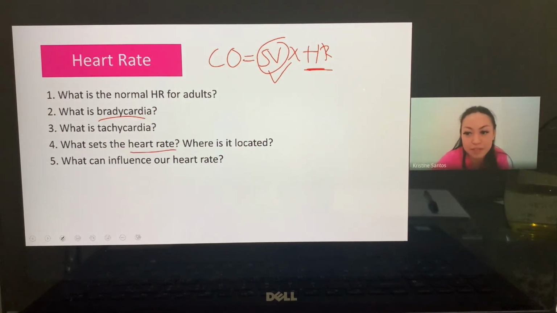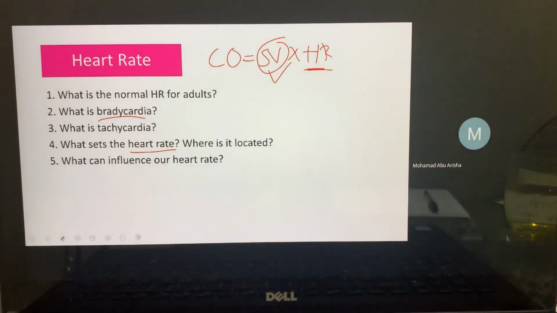What sets the pace of the heart? Why is it 60 to 100? Why is it not 150 to 300? What sets this rate? What is the pacemaker of the heart, the natural pacemaker of the heart? Sorry? You mean the SA node?